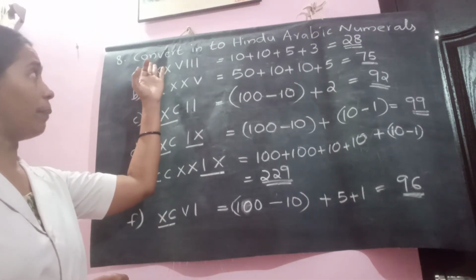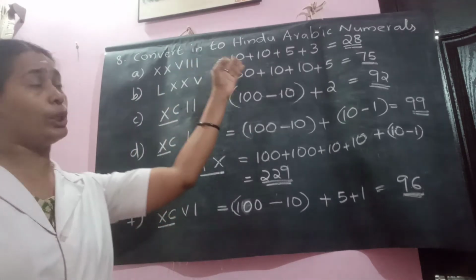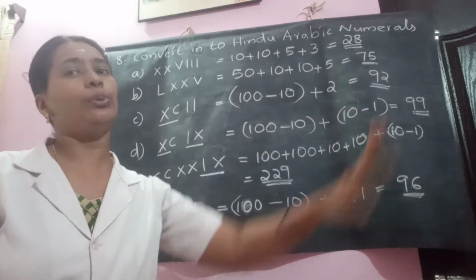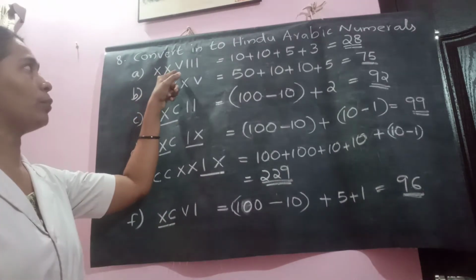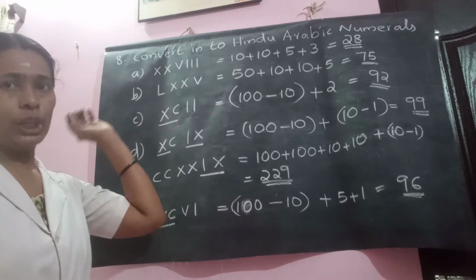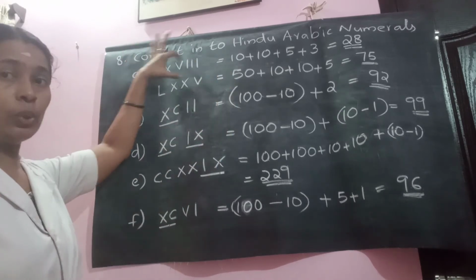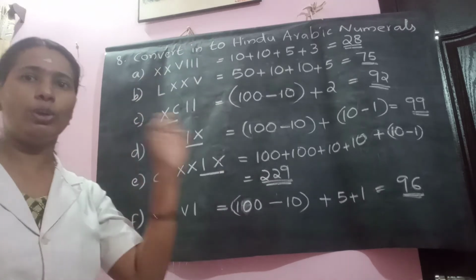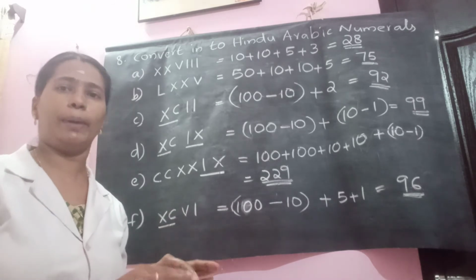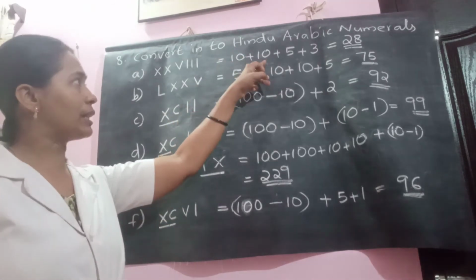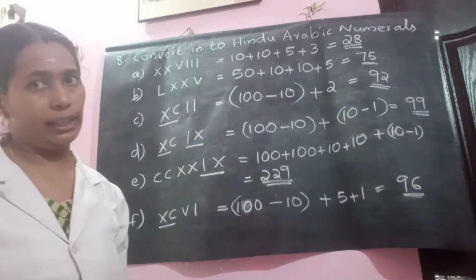Now we are going to study how to convert the given Roman numerals into Hindu Arabic numerals. For example, the first one is given as XXVIII. Go through the order first. All these are from big to small, so there is no change. What you have to do is add the value of each symbol one by one. That is 10 plus 10 plus 5 plus 3. What is the answer? 28.